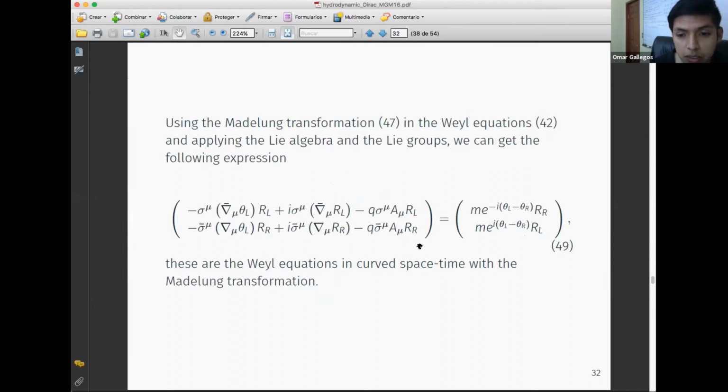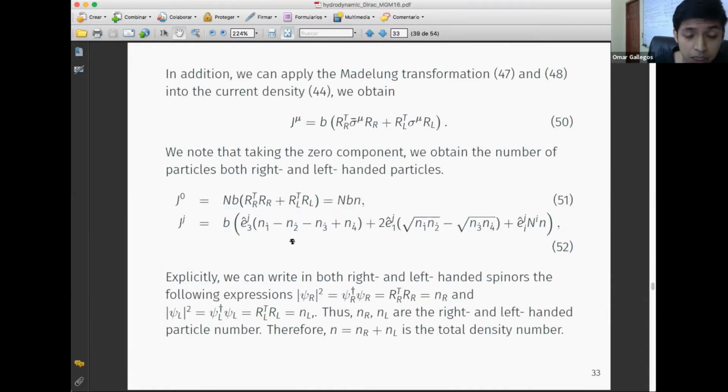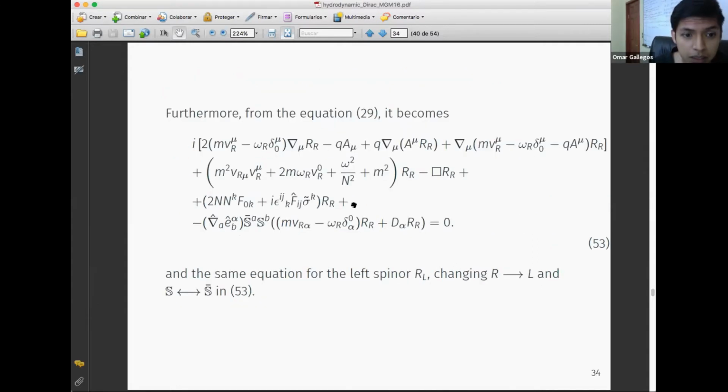The 49th equation is the Weyl equations with this Madelung transformation, and we can transform the density current with the Madelung transformation. We note that the zero component of the density current is associated with the total number of particles with this N, and we can transform the Weyl equations with this Madelung transformation.